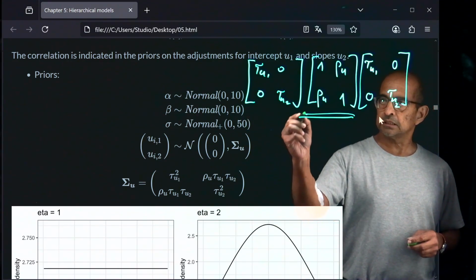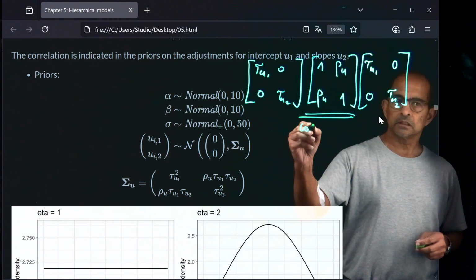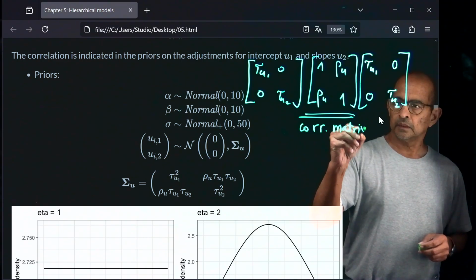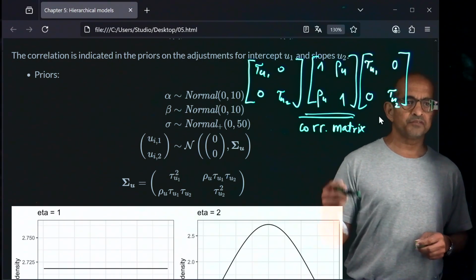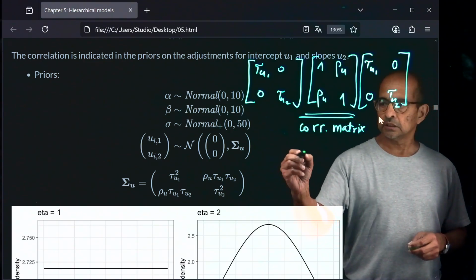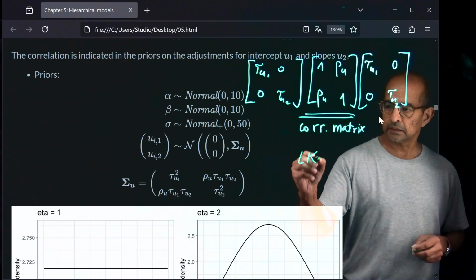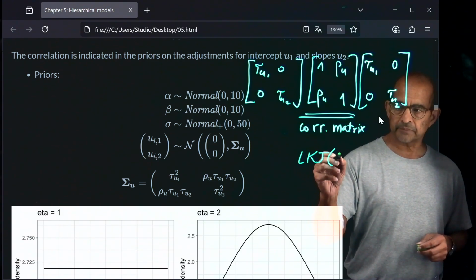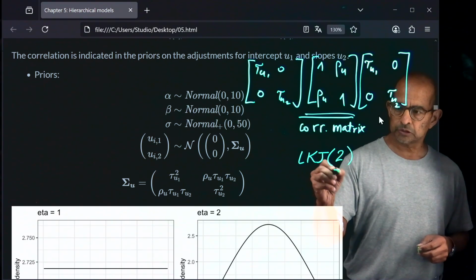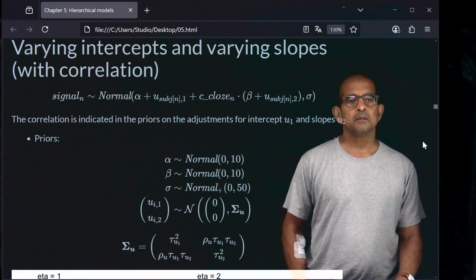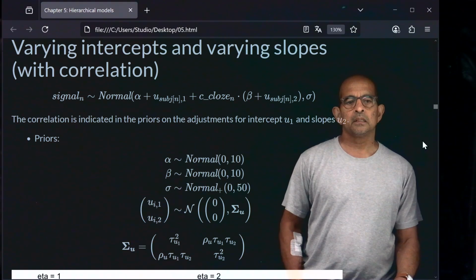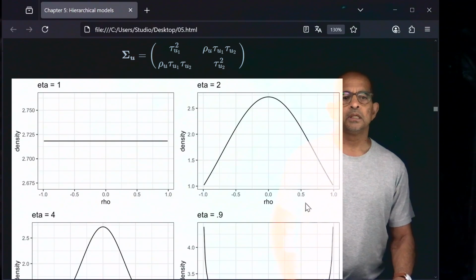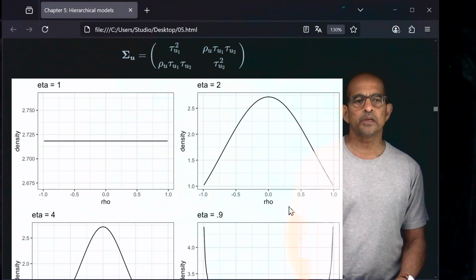So this matrix here is called the correlation matrix, and this correlation matrix will have defined for it in Stan a so-called LKJ prior, and this prior takes a parameter, a numerical value, and we will usually use the parameter value 2. So what the LKJ prior on the correlation matrix implies is that we are going to assume a certain distribution ranging from -1 to +1.